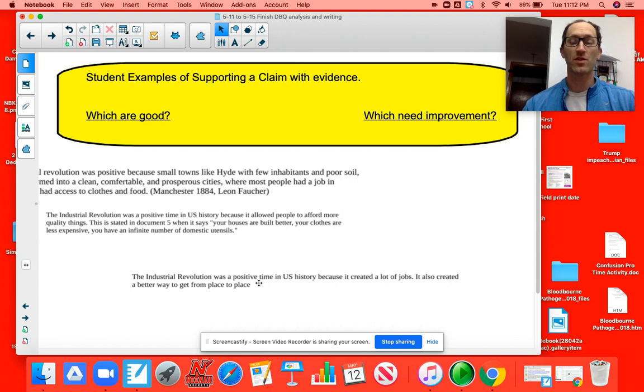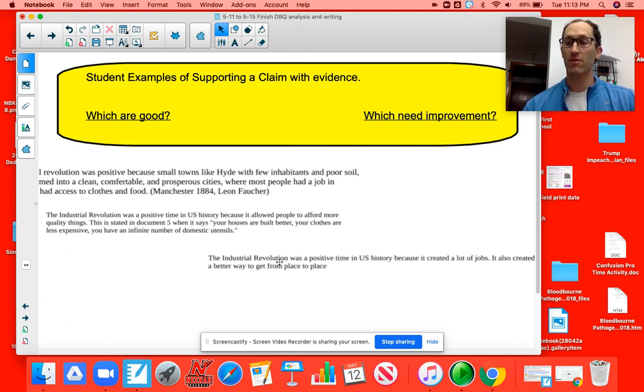Third one, the Industrial Revolution was a positive time in U.S. history because it created a lot of jobs. It also created a better way to get from place to place. Although these things are very true, it is not detailed well enough because we could name an invention that would say how we got from place to place better, like Robert Fulton's steamboat. It also does not have a citation, so I would move this over here to needing improvement. It's a good start, though.